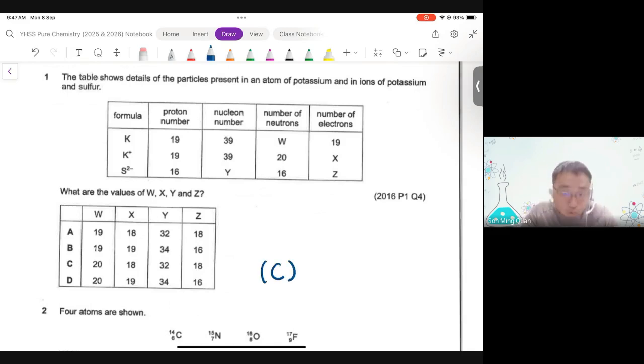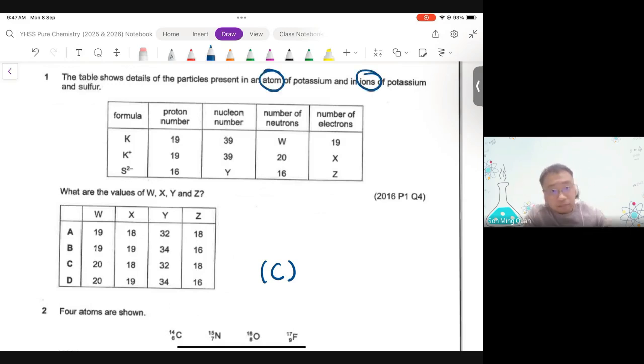Now, this one question already requires 4 steps of thinking because there's W, X, Y, Z. This is very typical for pure chem MCQ. There are 4 steps of thinking per MCQ. This will not pass as a combined science MCQ because there are too many steps of thinking. Now, the idea is the difference between atoms and ions.